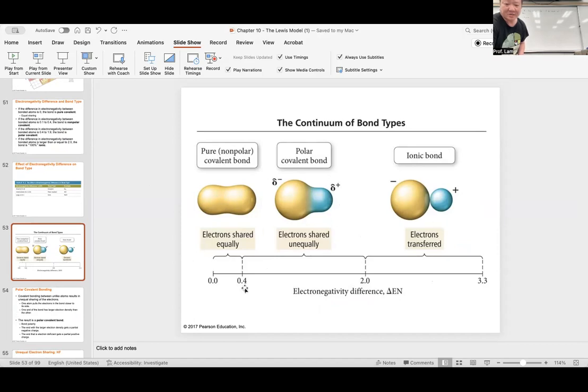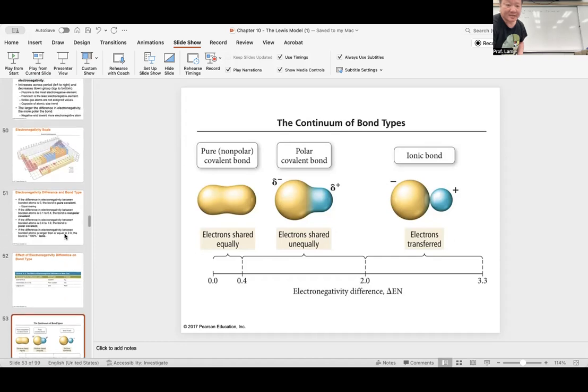You should memorize this continuum. It's easy. Just remember the two numbers here, 0.4 and 2. Less than 0.4, you're at nonpolar. Between 0.4 and 2, you're at polar covalent. And above 2, you're ionic.